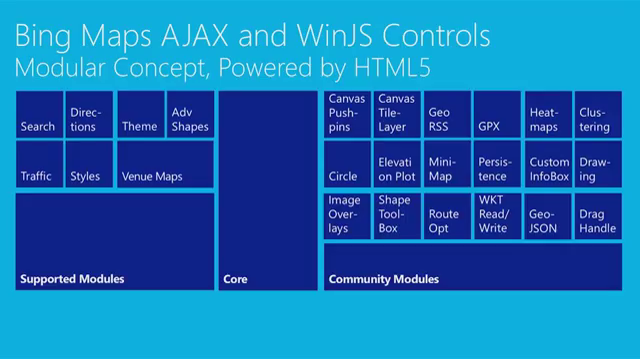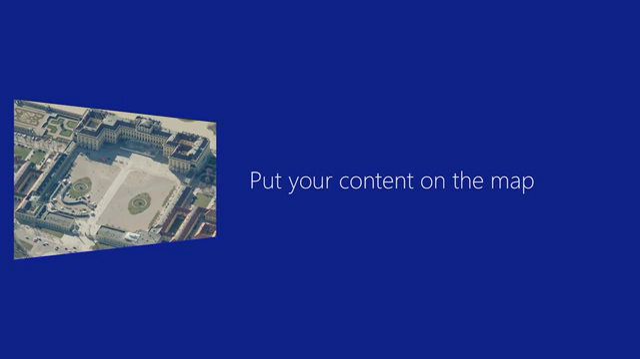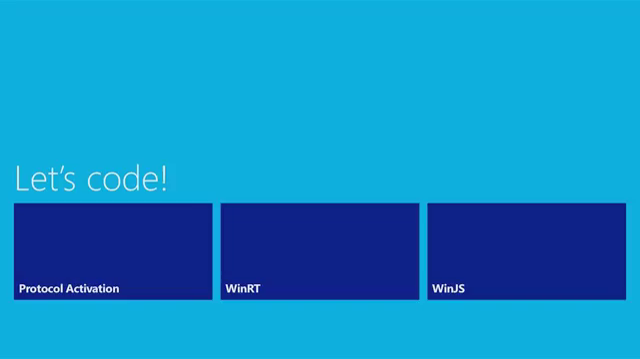Now, I will show some of these controls, and I will show some of these modules that allow you to put your own content on the map. Now, one thing that I haven't mentioned so far is that on top of the controls for the WinRT and the WinJS, there's also another option how you can access maps in the context of Windows 8. And this is protocol activation. So protocol activation allows you to basically specify a URI that calls directly into the map app that ships with Windows 8 and Windows 8.1.